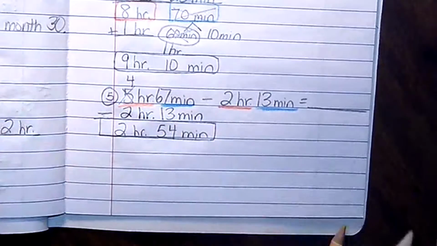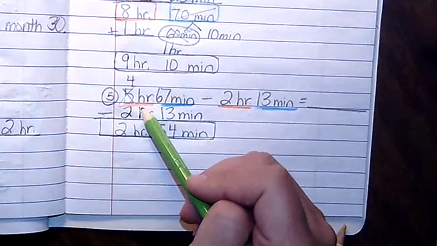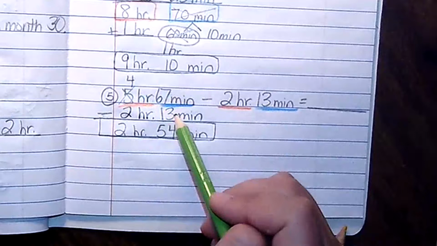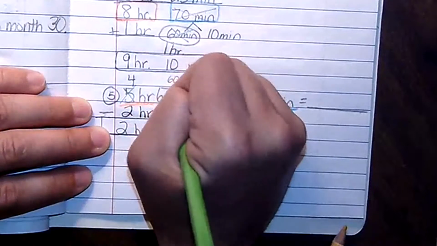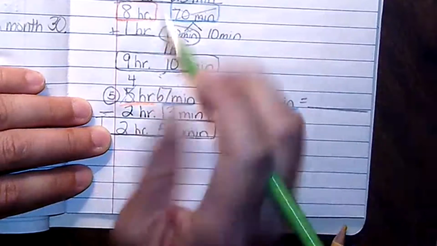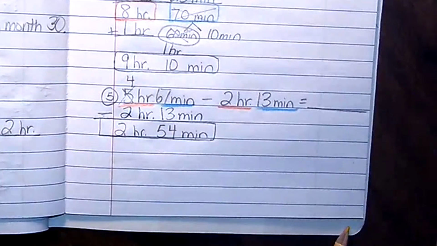So the part you have to be careful on is when you borrow an hour, it comes back as minutes. It's 60 minutes. Okay, so really what I had was 60 minutes plus the 7 that I had, and that's how I got 67. Okay, I hope that helps. That's what we're going to practice today. Take your time and do your best.